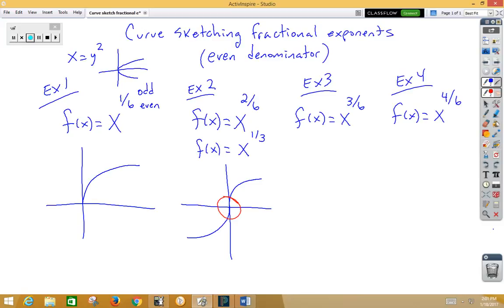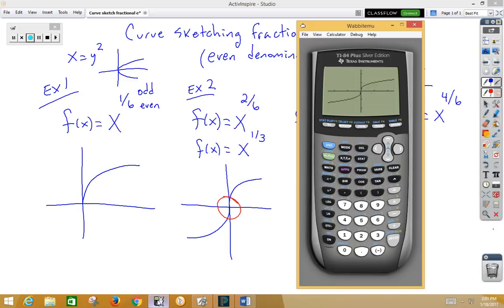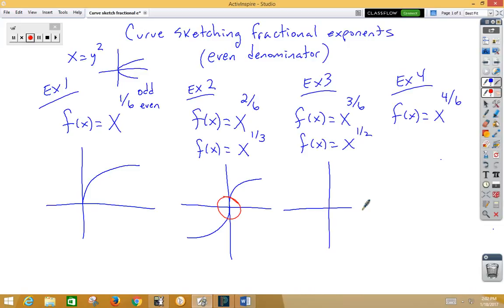So if I'm doing f of x is x to the 3/6, well, again, this one could be reduced to x to the 1/2 power. But again, we still have the odd numerator and the even denominator. So if I go back to my y equals, and now instead of 2/6, I have 3/6, and I go ahead and graph that. Well, notice it's the same shape as we got in example 1, only it's not as steep. So now we're looking at a graph that's a little bit narrower.